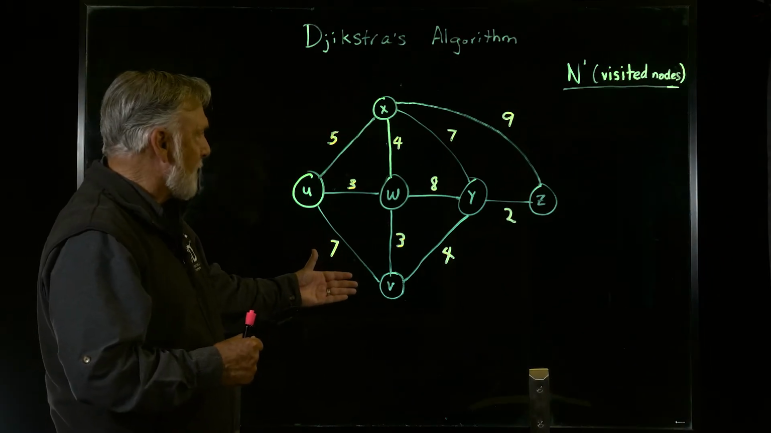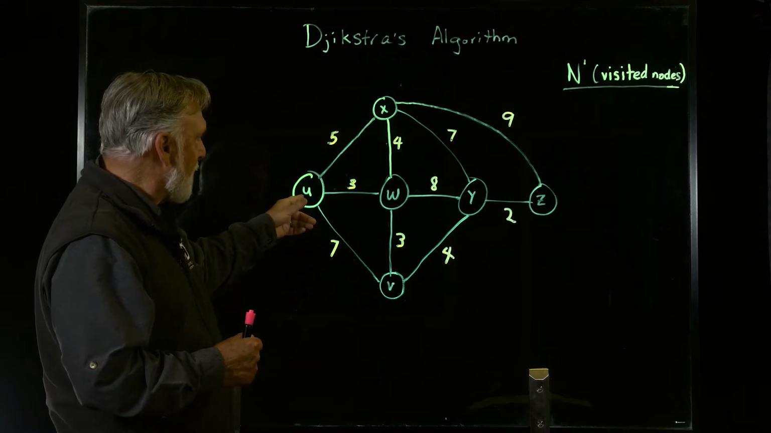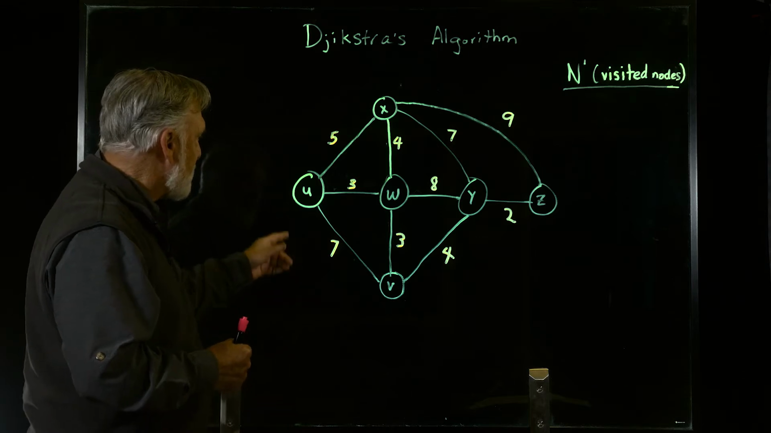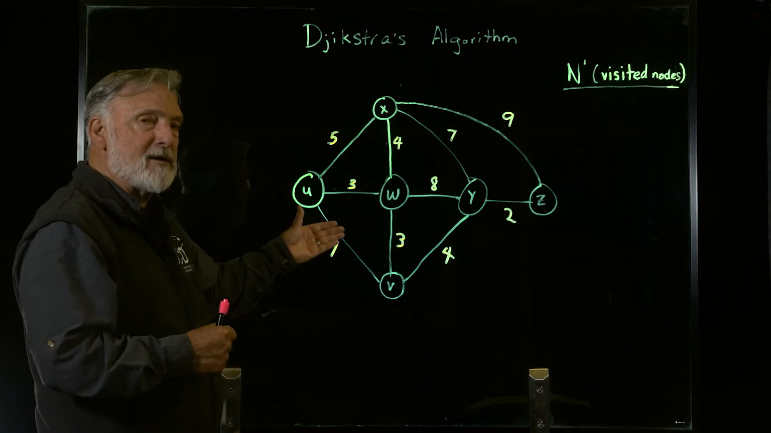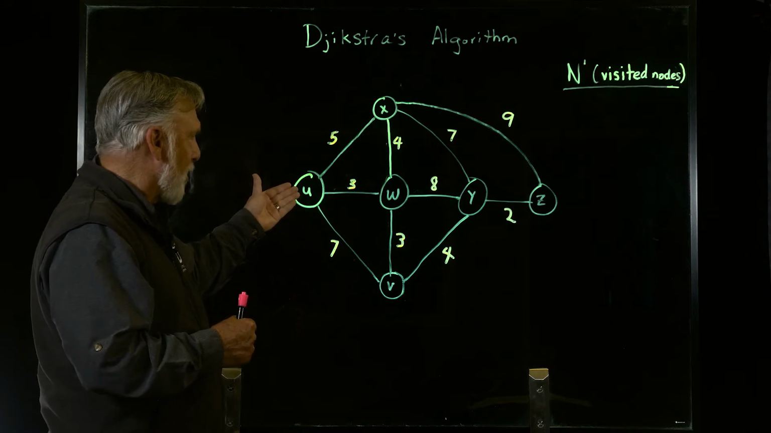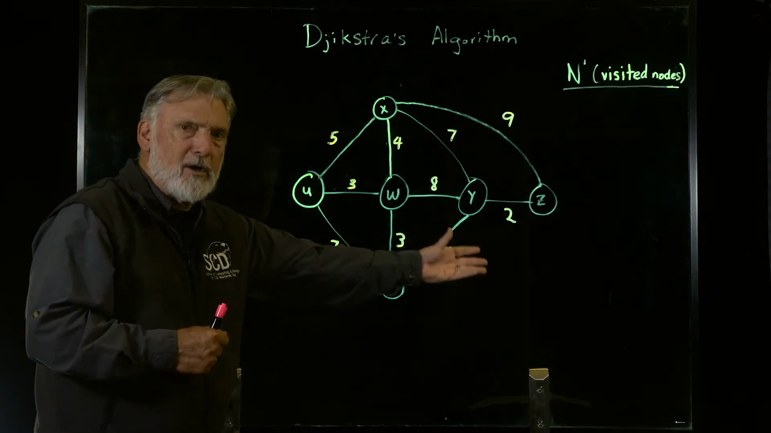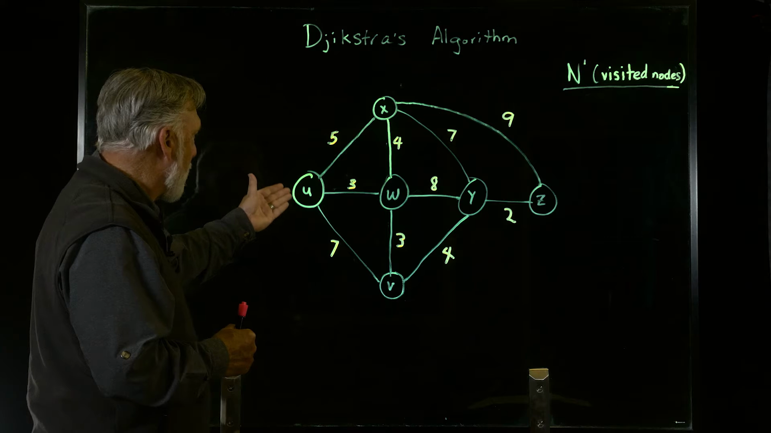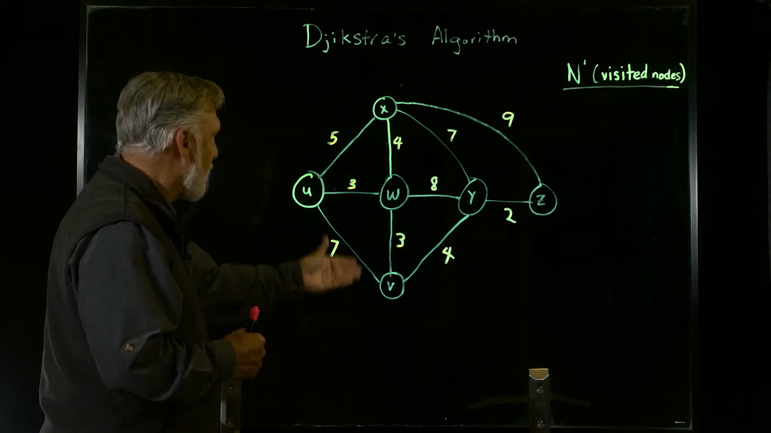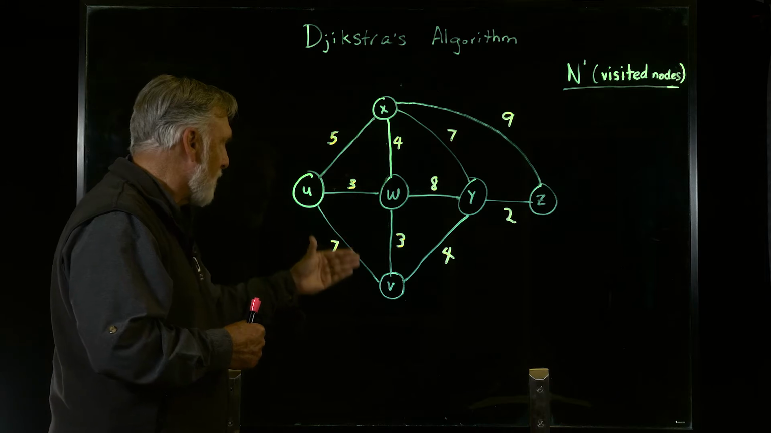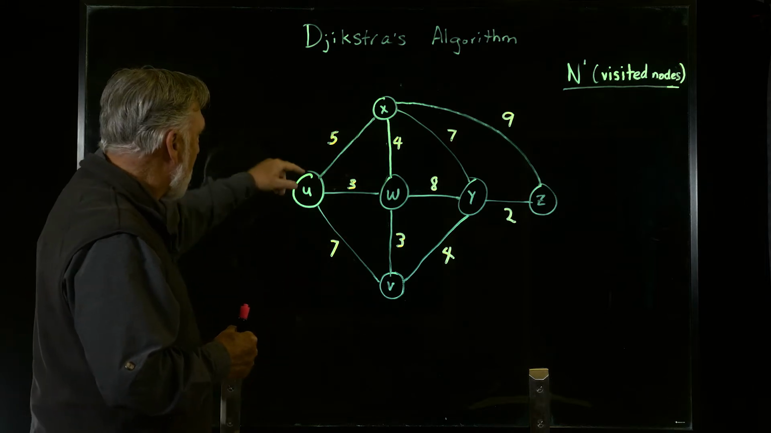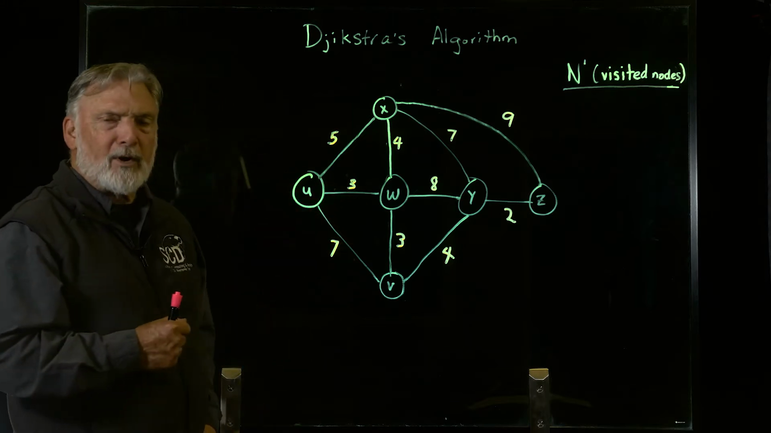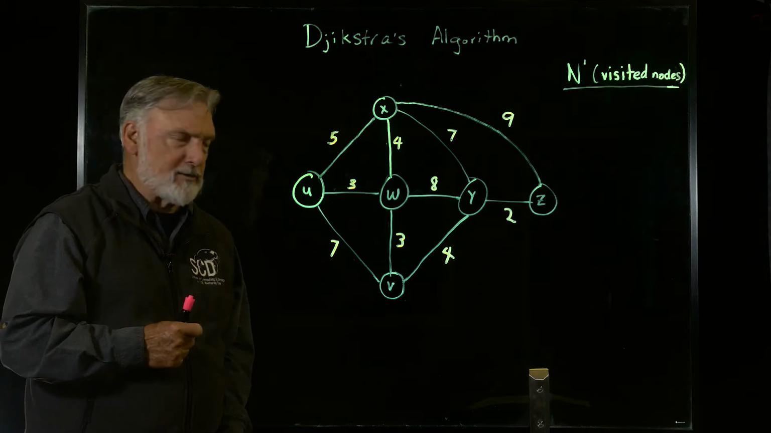We have on the board a diagram of a network where each of these nodes represents a router. We're going to try to find the shortest path from node U to all the other nodes in the network. Now, we see that node U is directly connected to 3 other nodes, X, W, and V. And as you notice, on these links between all the nodes, there's a number, and that number is the cost or the distance between those nodes.